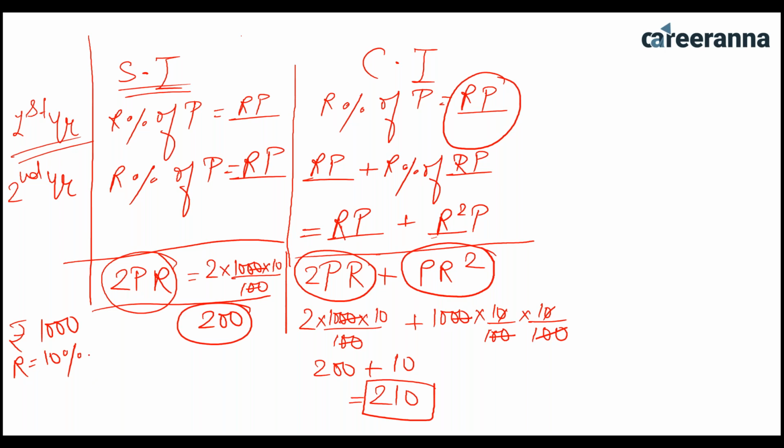Okay. Can you correlate these things? That means for simple interest, our interest will be 2PR. For compound interest, our interest will be 2PR plus PR square. Any problem in understanding till here?